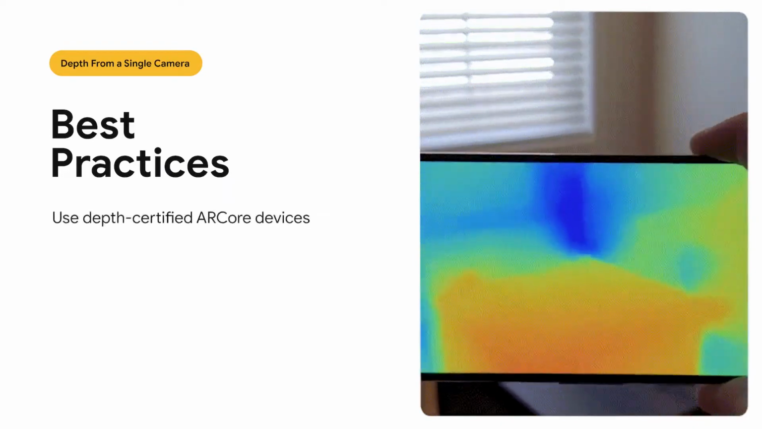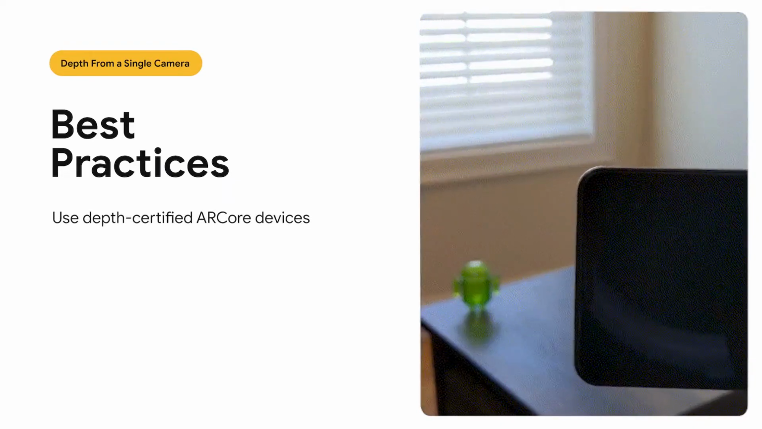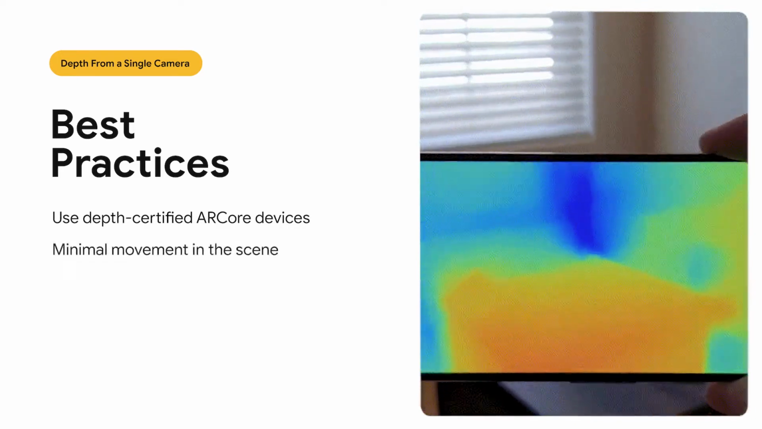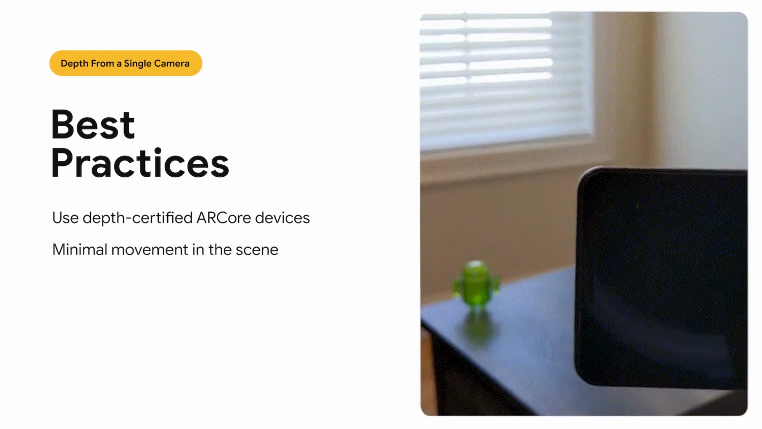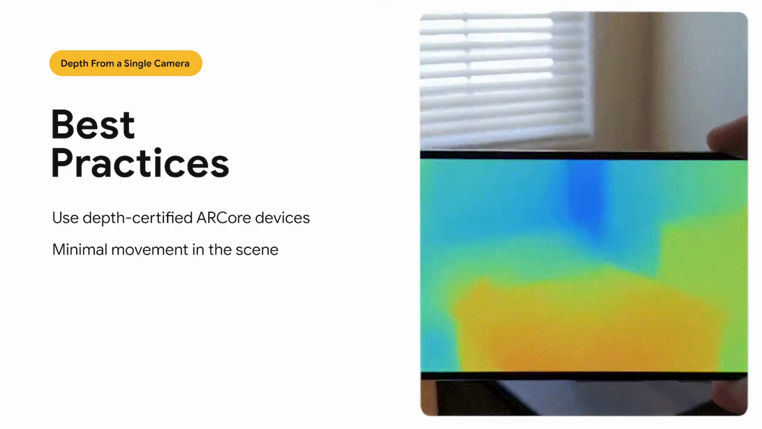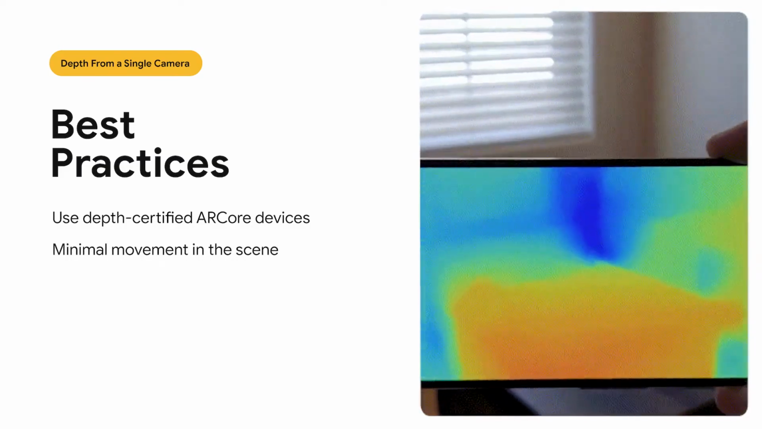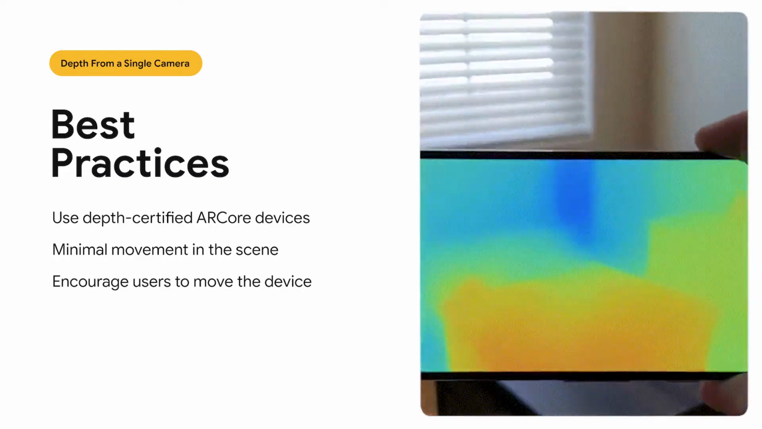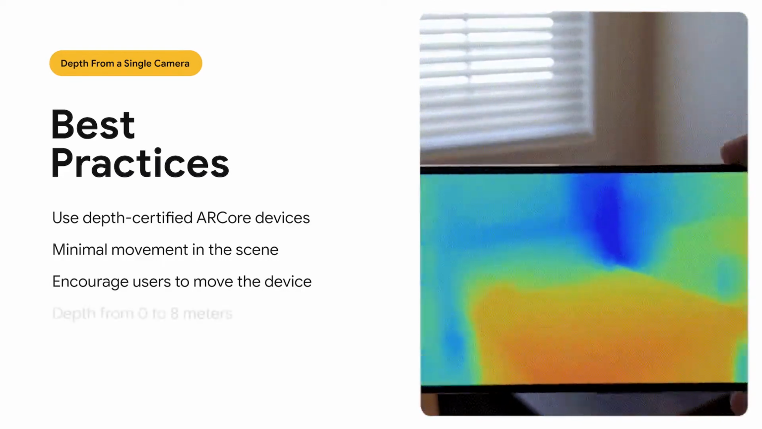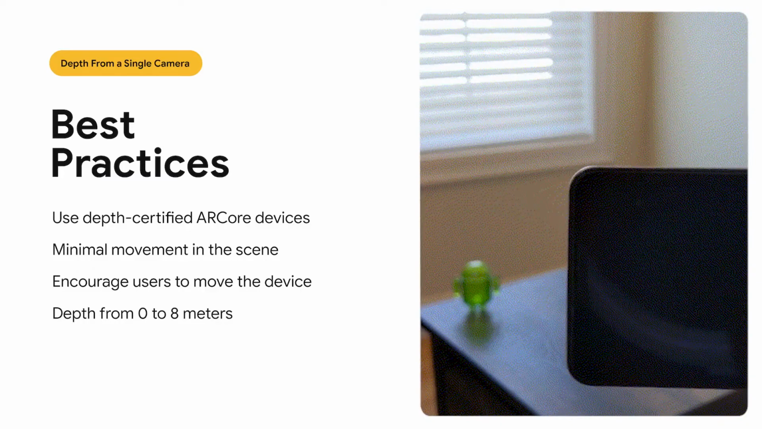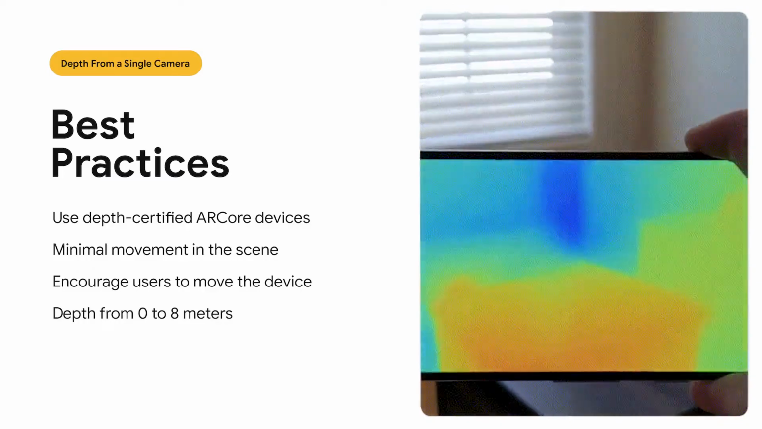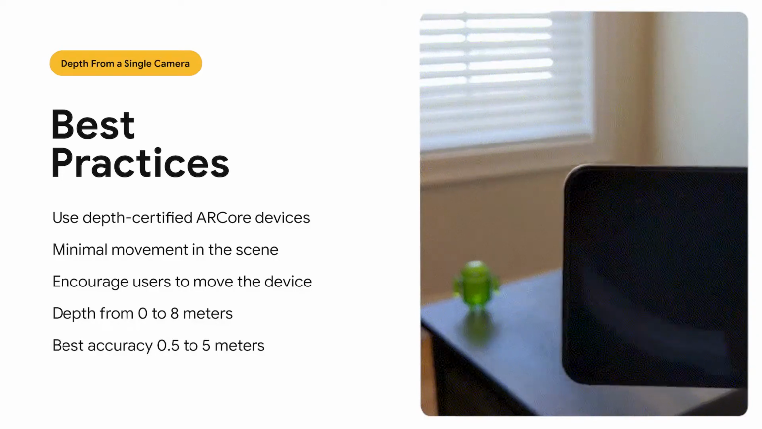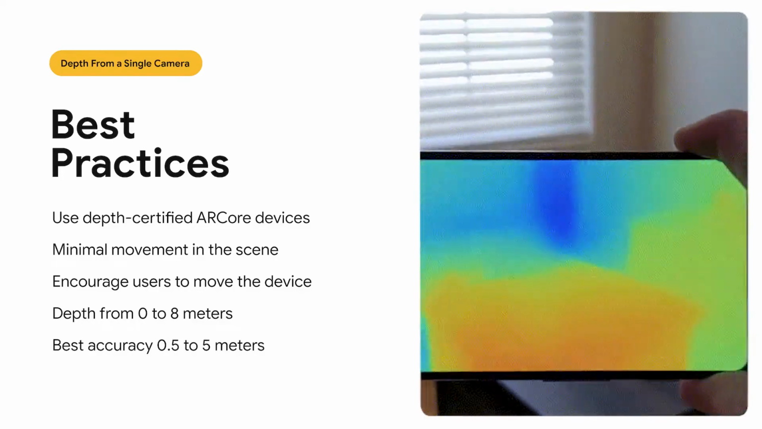Since we compute depth by comparing different views of the scene at different points in time, it works best when the scene stays the same with minimal motion. And as shown here, the device only needs to move a little bit to generate depth, but experiences that encourage the user to move more will get better and better results. This process allows us to estimate depth from 0 to 8 meters away, and we're targeting the best accuracy to be about 0.5 meter to 5 meters away. Now, let's check out some sample code.